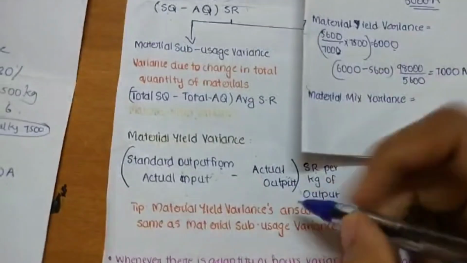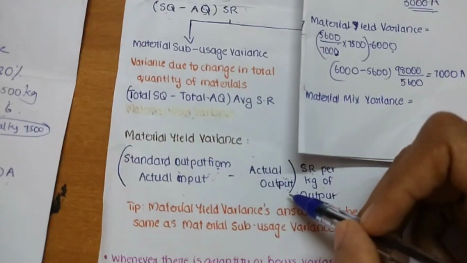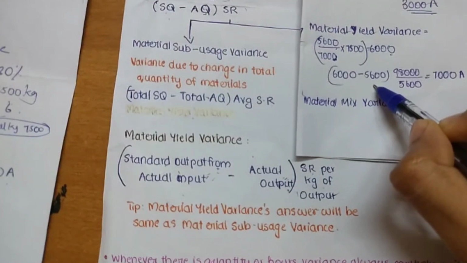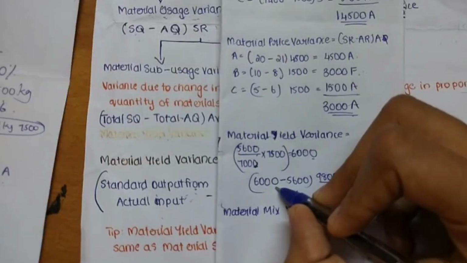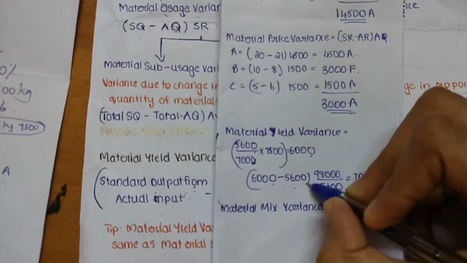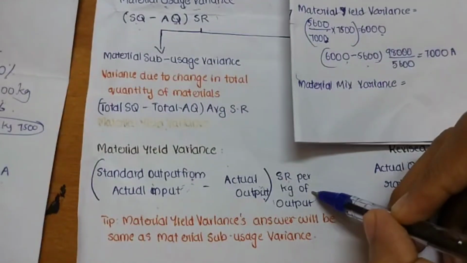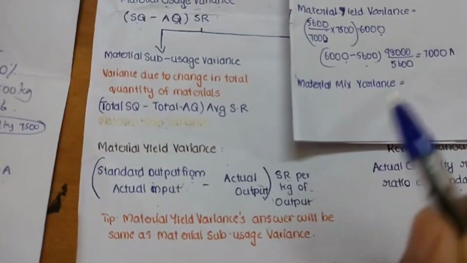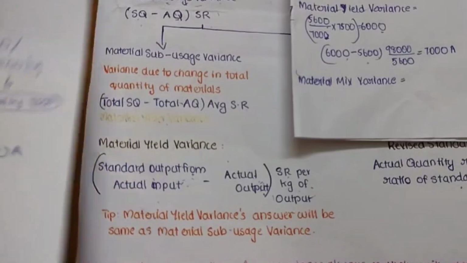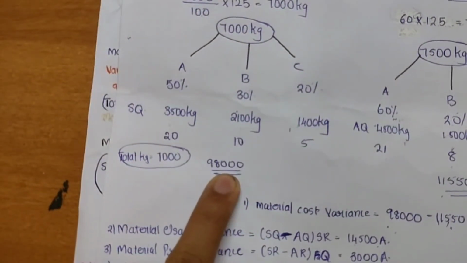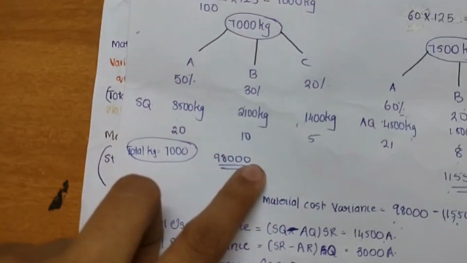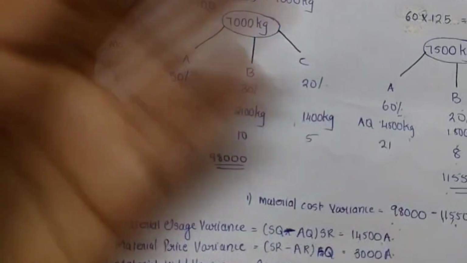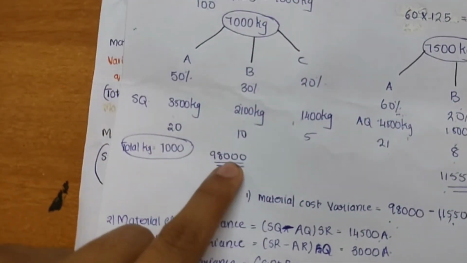Now we have to substitute into the formula. We already know the actual output, which is 5,600 only, available in our question. So I am subtracting it: 6,000 should have been the yield, but I got only 5,600. The next data we require is the standard rate per kg of output. How should we find it? We already know that the total standard cost is 98,000, that is 3,500 into 20 plus 2,100 into 10 plus 1,400 into 5. We add these three together and I get 98,000. And with this 98,000, I want to find the cost per kg, right?